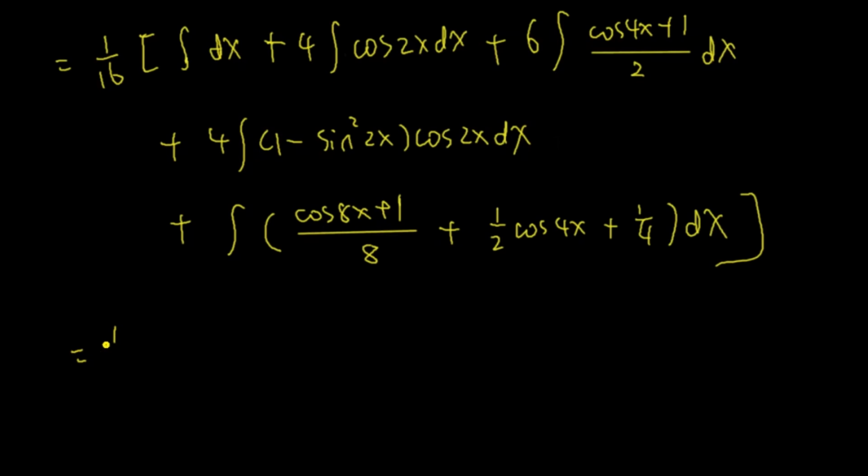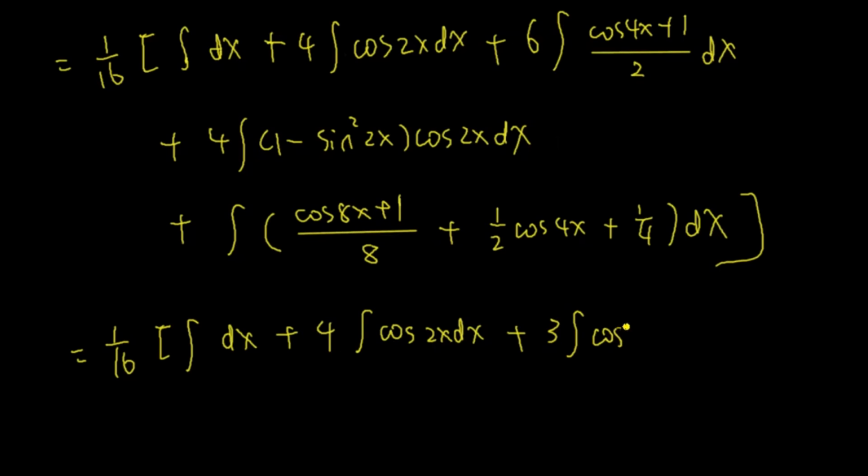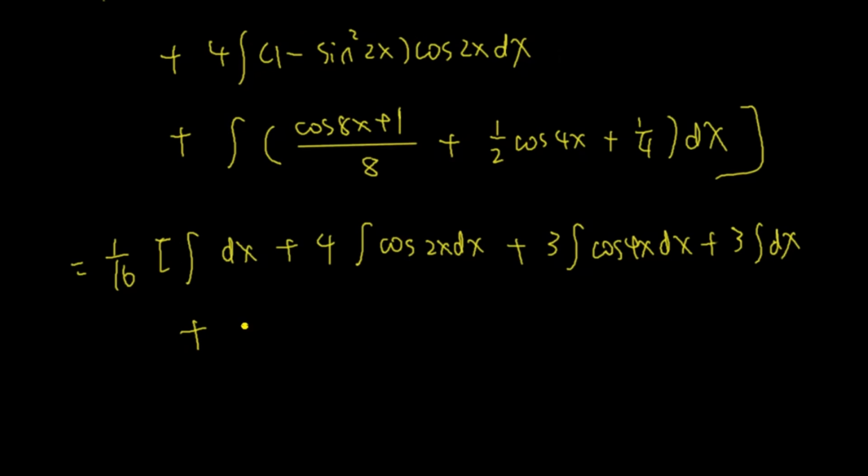So that is 1 over 16 integral of dx plus 4 times integral of cosine 2x dx plus now, this is 6 over 2 is 3, 3 times integral of cosine 4x dx plus 3 times integral of dx, because this is 3 times 1 dx. Now plus, okay, we will keep this one as it is, so we can use substitution.